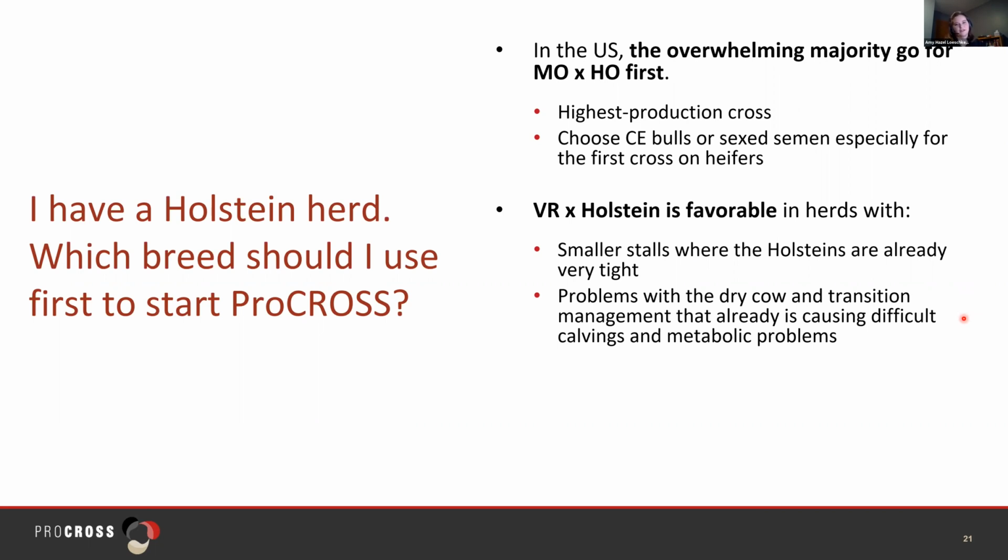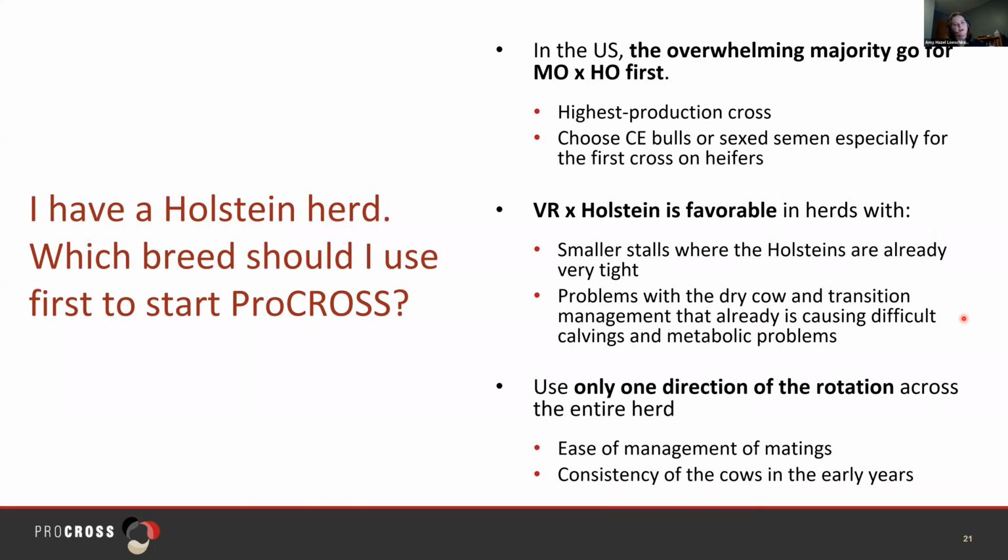Plus, the Viking Red is a very hardy cow. So if you already have problems with your dry cow and your transition management, and those problems are causing difficult calvings in your Holstein herd already, and you struggle with metabolic problems too, by the way, go to Viking Red first. It will create easy calvings because Viking Red is known as the easy calving breed of the two.